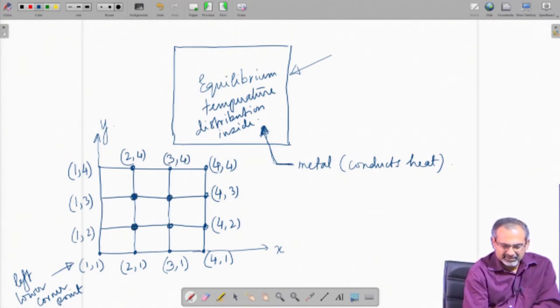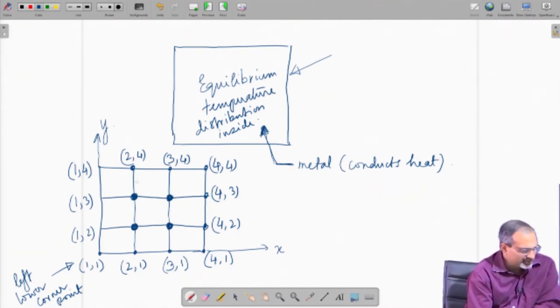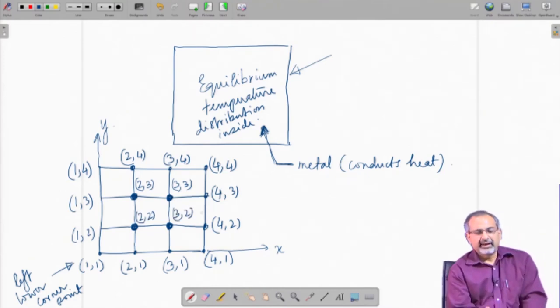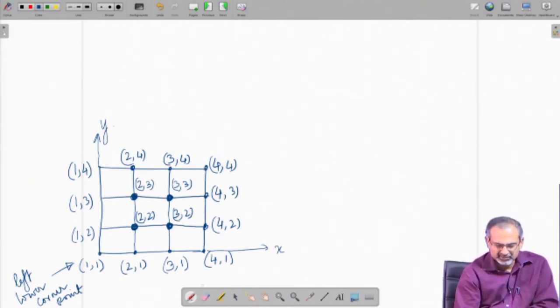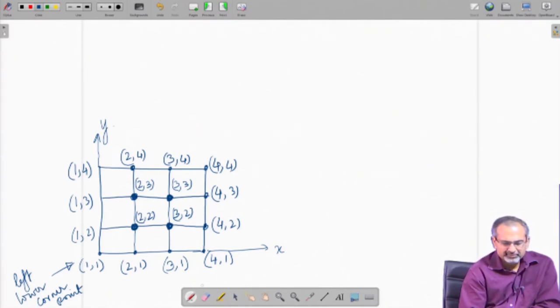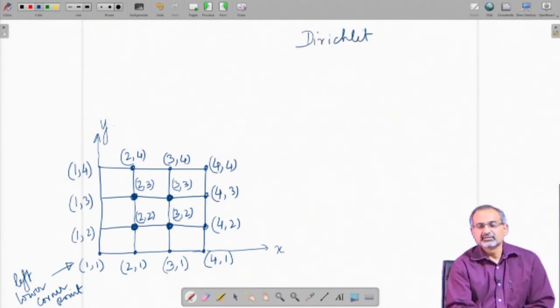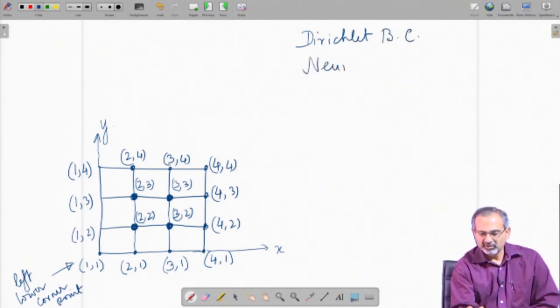So, we will mark these inner points, which are not boundary points, slightly darkly, because those are the points where we would actually need to solve the equation, the governing Laplace equation, while the boundary grid points would have the values defined in some way. So, let us see how we put these values at the boundaries. For putting them, we could make use of 2 different kinds of boundary conditions, which we discussed earlier: Dirichlet boundary conditions or Neumann boundary conditions.